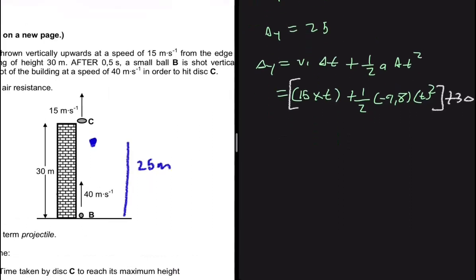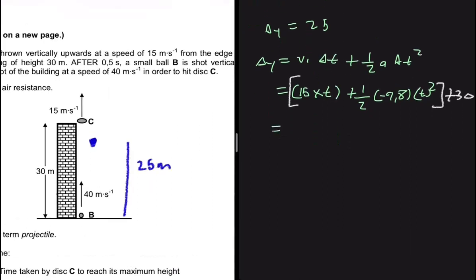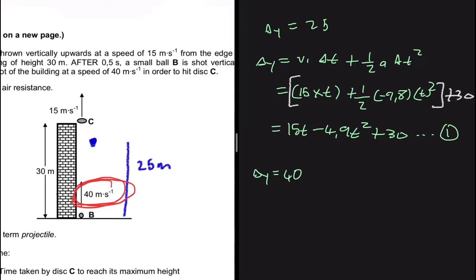If we simplify this even further, we're going to have 15t minus 4.9t squared plus 30, right? And then we can call this equation 1, right? That's for disk C. Now let's go to ball B. So for ball B, we're going to have delta y, and let's not copy down the formula again. And then what is Vi for ball B? That is 40, right? It is given to us right here as 40 meters per second upwards.